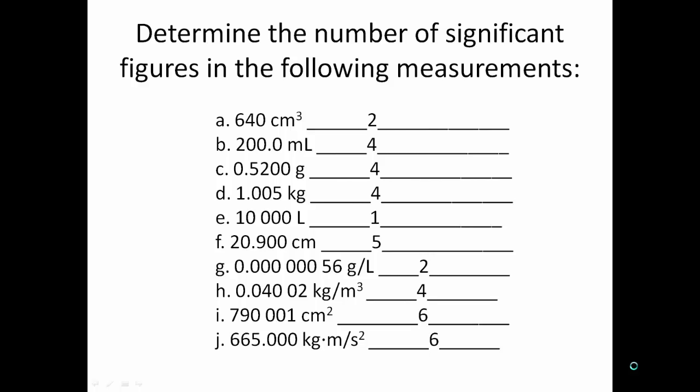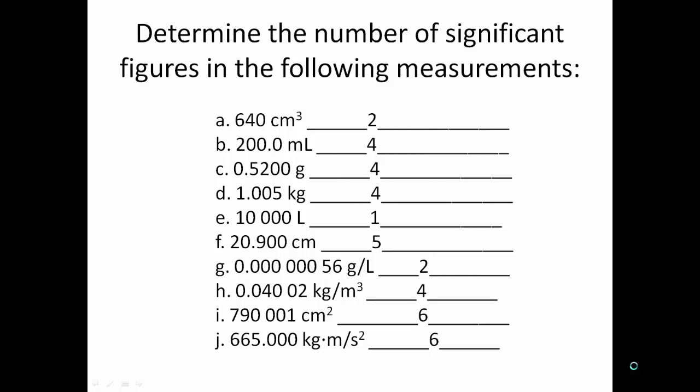In letter C, again, it ends in a 0. That 0 is behind the decimal point. So start with the first non-zero number, which is the 5. Count to that final 0, and you get 4. In letter D, the 1 is a sig fig, the 5 is a sig fig because they are non-zero numbers. Everything in between is a sig fig also, so there are 4. In letter E, there's no decimal point. None of those zeros are sig figs. Only the 1 is a sig fig, so therefore there's only 1 sig fig in this answer.